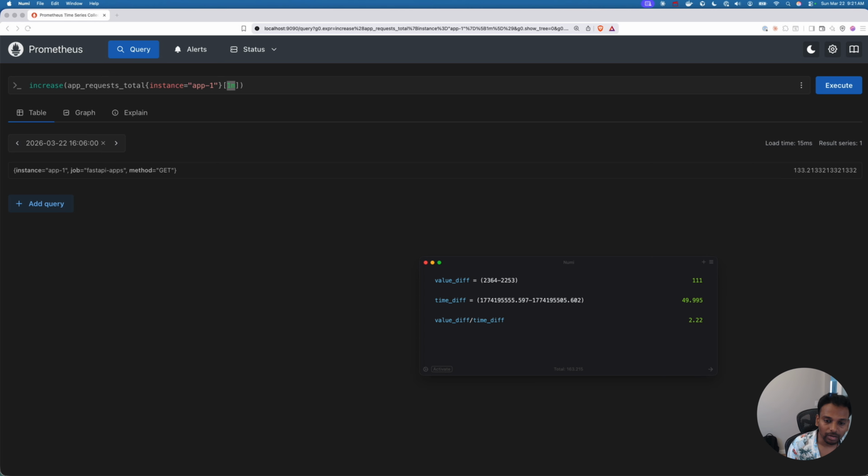And let's see how that looks. So we do this. This is the per second rate. We'll multiply it by 60 because there are 60 seconds in a minute, and we are getting 133.213, which is exactly this number, 133.213. So this is how range vectors work. They're super powerful because you can use range vectors as input for other functions that PromQL provides us. So that's range vectors.